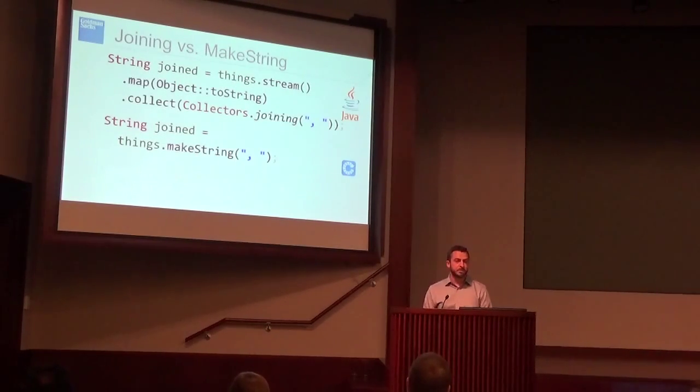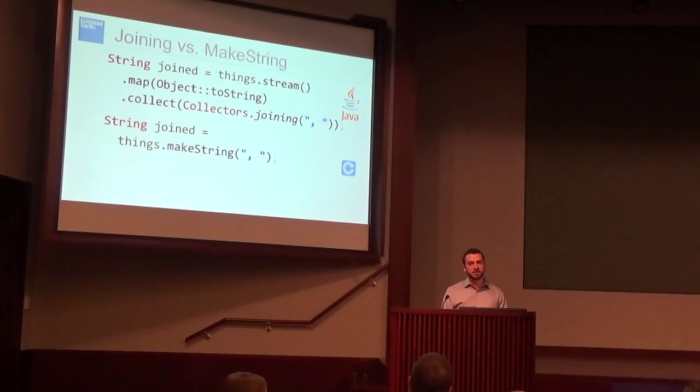This is joining versus make string. This is how you would transform a list of objects into a single comma-separated string. For JS Collections, at the bottom, we just take a list of things and call make string. And everything else is done internally. To do this with streams, you first, of course, have to opt into the stream by calling .stream. First, map each item to a string, which seems redundant. That could have been done in the collector itself.